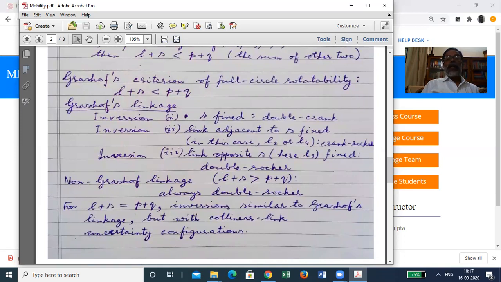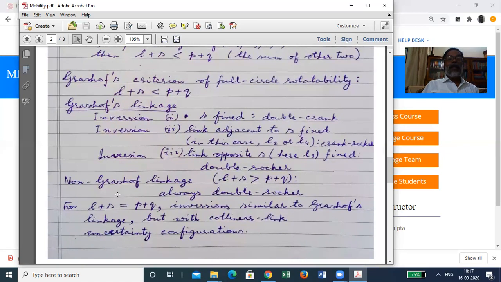And in the non-Grashof linkage, for which the longest plus shortest is actually larger than the sum of the other two, in that case, you will always get double rocker. Because this Grashof's criterion we got as a condition for full circle rotatability. So if that condition doesn't hold, then the full circle rotatability will not be there.